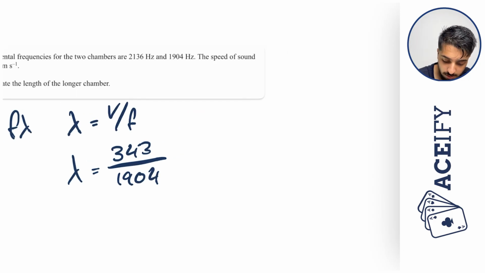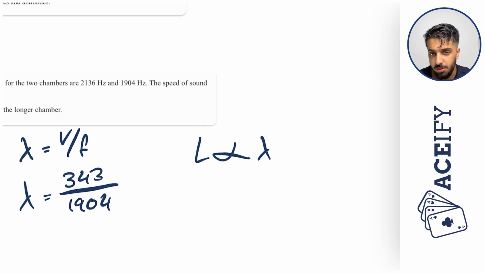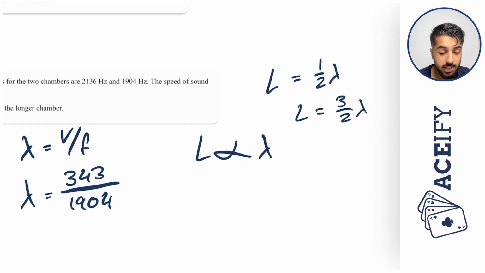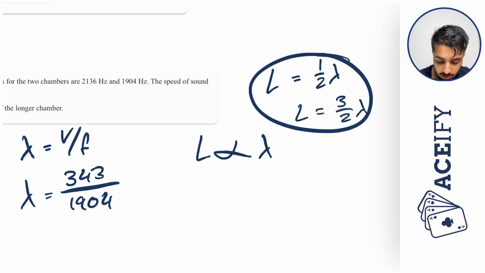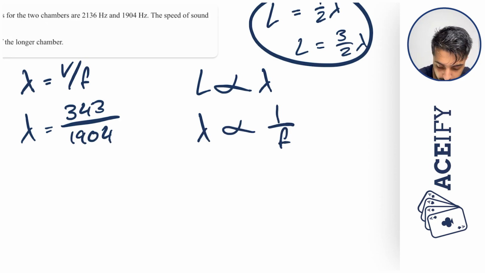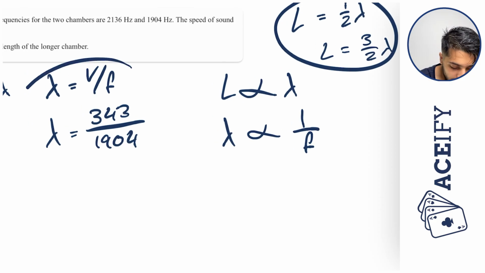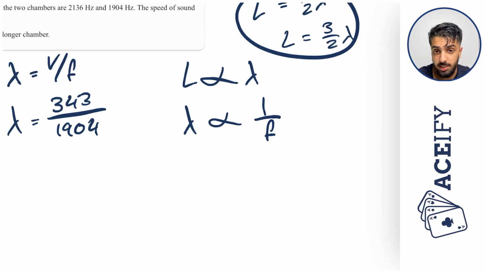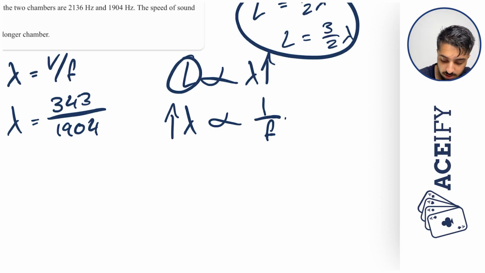Now the reason why I know that this is 1904 and not 2136 is because I know that length is directly proportional to our wavelength, right? We know this because we have equations like L is equal to 1/2 lambda, and L is equal to 3/2 lambda, etc. So we have these equations, so that tells us that length is directly proportional to wavelength. Now what we also know is that lambda is inversely proportional to frequency. We can see that through this equation right here. And so from this relationship, if length increases, that means our lambda will increase. And therefore, once our lambda increases, our frequency will decrease.